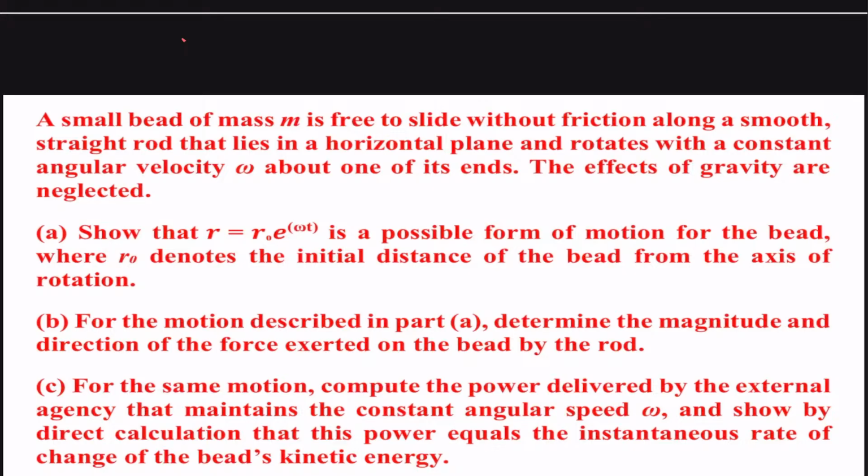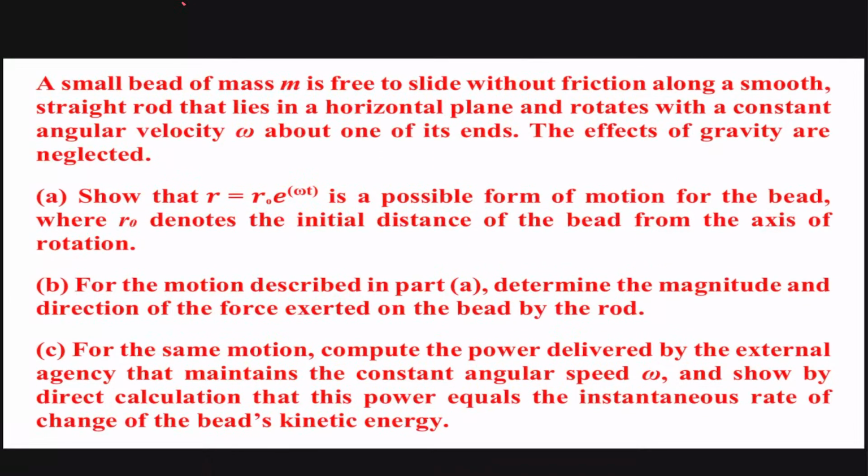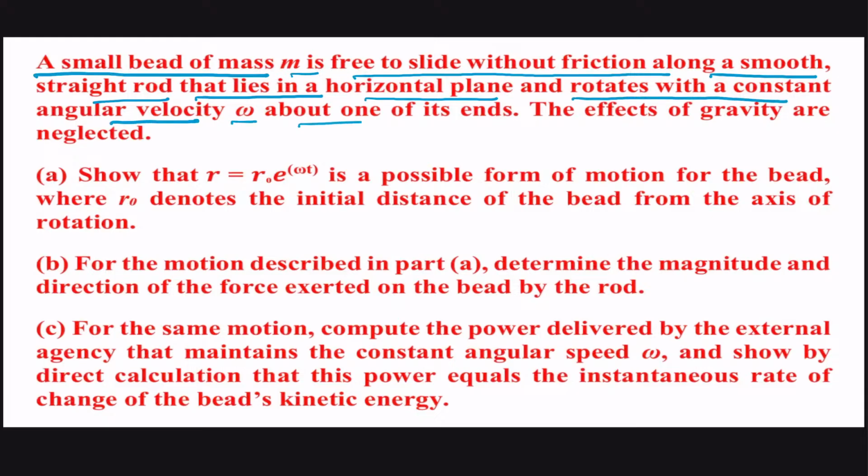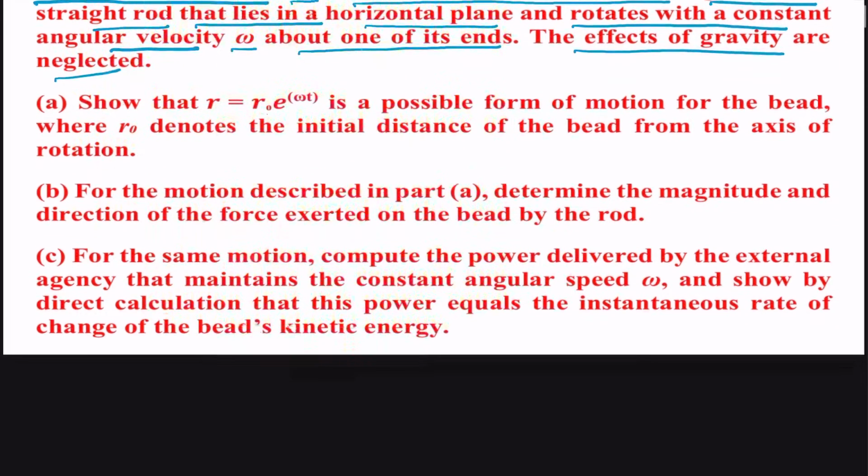So let's start with our common rotational motion problem, and it states that a small bead of mass m is free to slide without friction along a smooth straight rod that lies in a horizontal plane and rotates with a constant angular velocity omega about one of its ends. The effects of gravity are neglected. So based on this, we are having three questions.